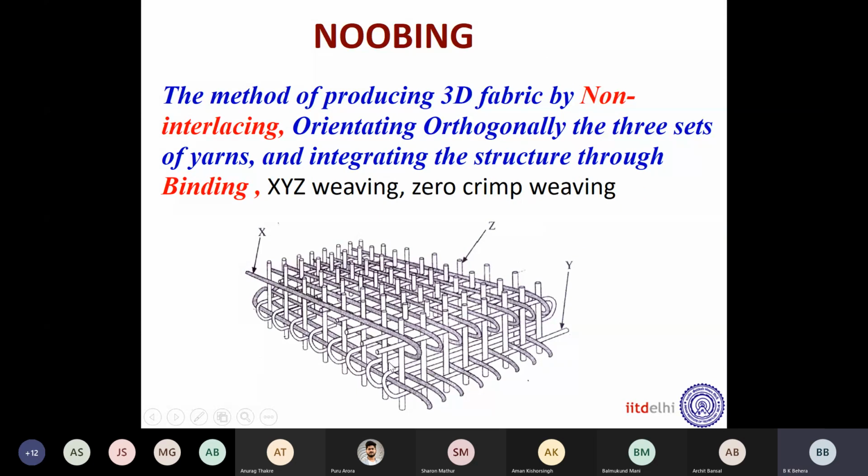And what is important in this is that it's called zero crimp weaving, because there is no interlacement, so there is no crimp. And the role of crimp I have already told you in lecture 1. In 3D we want crimpless yarn because crimp decides the modulus of the fabric. The more the crimp in the yarn, the less the modulus. So in 3D weaving we get zero crimp weaving, no crimp in any of these yarns.